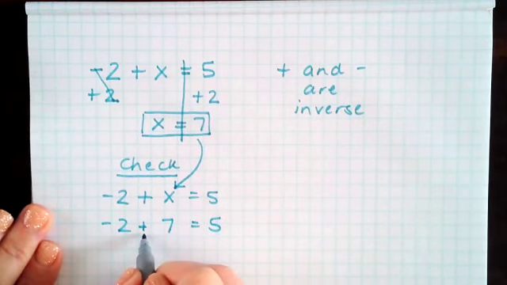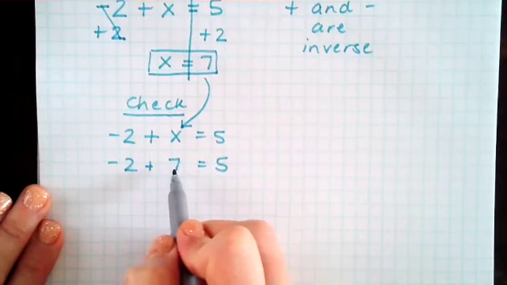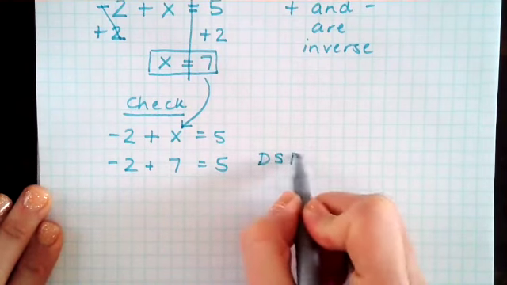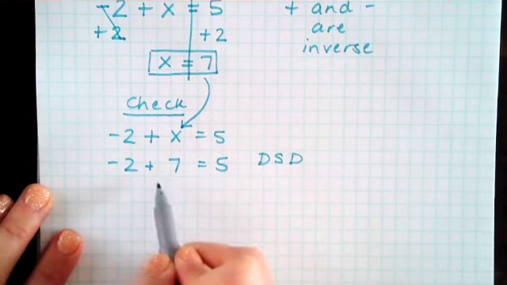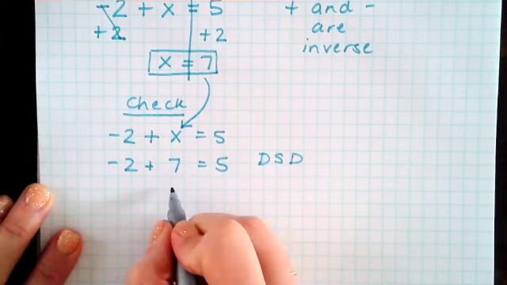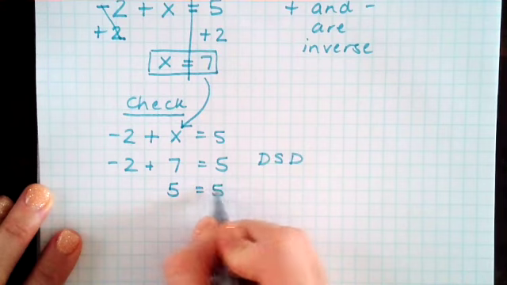the given operation. However, when I add a +7 and a -2, I need to actually subtract them. I'm going to use my different sign difference rule. Different signs subtract. Take the sign of the larger absolute value. 7 minus 2 is 5. And this checks out.